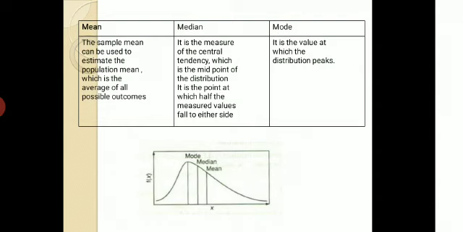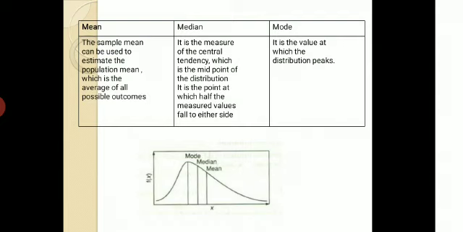Now, whenever it comes to probability, there are three different terms that should be remembered: mean, median, and mode. Look at the graph below. We have a mode, median, and mean. So what is mean? The sample mean can be used to estimate the population mean, which is the average of all possible outcomes. Mean is average. You add all the components and divide by the number of components. That is, the average of all the possible outcomes is the mean.